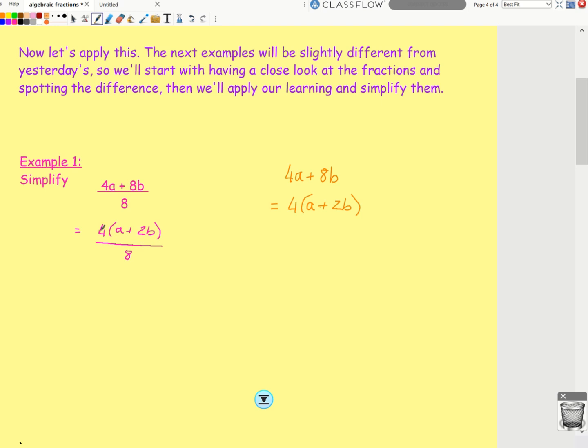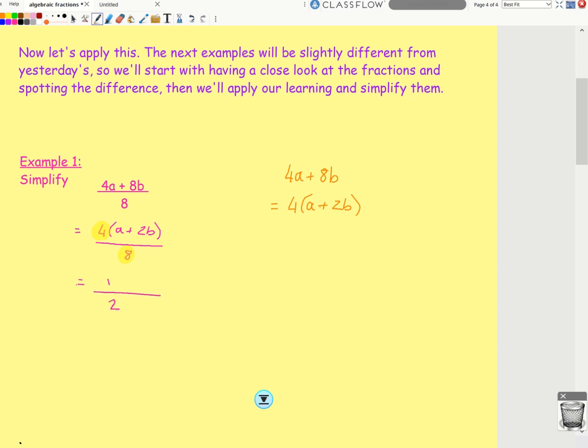Now, because I've factorised that top line, I can start cancelling things off. Let's focus in on these bits here, the plain old numbers. 4 over 8, we know that that simplifies into a half.